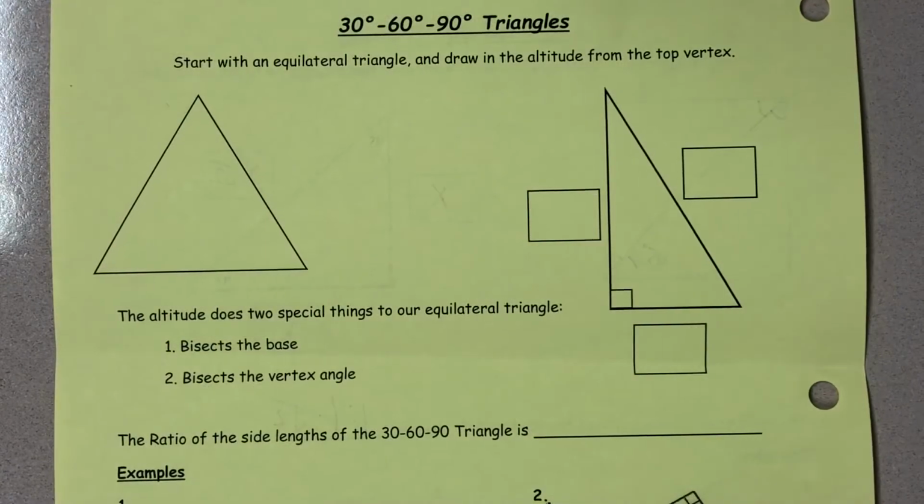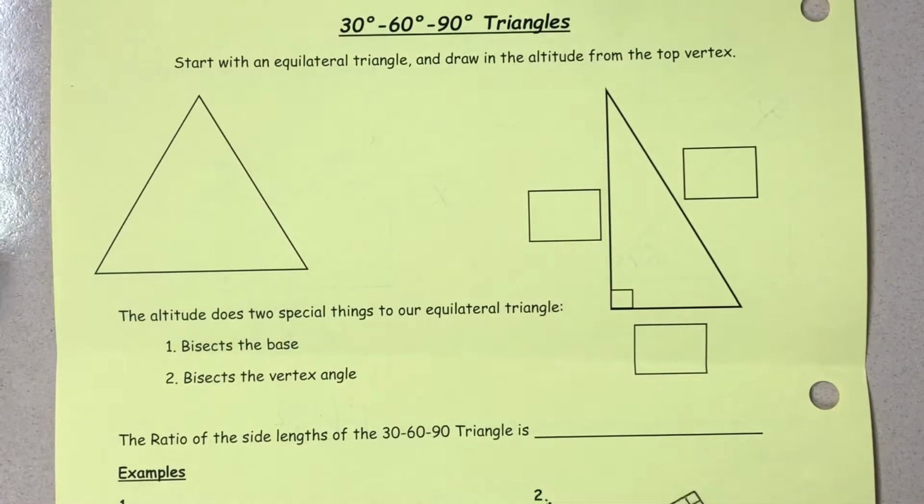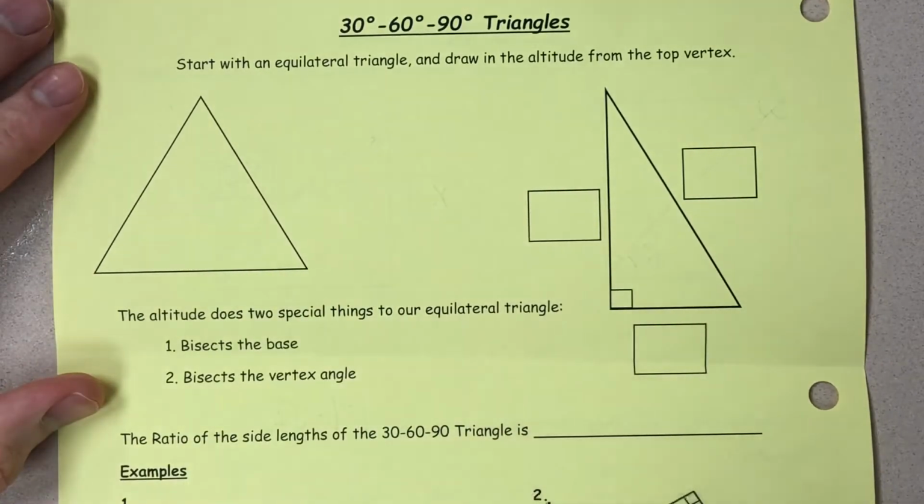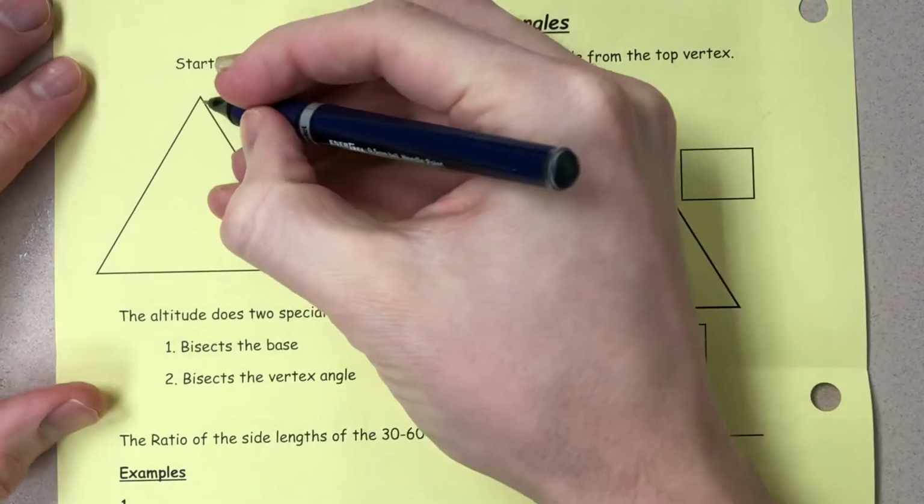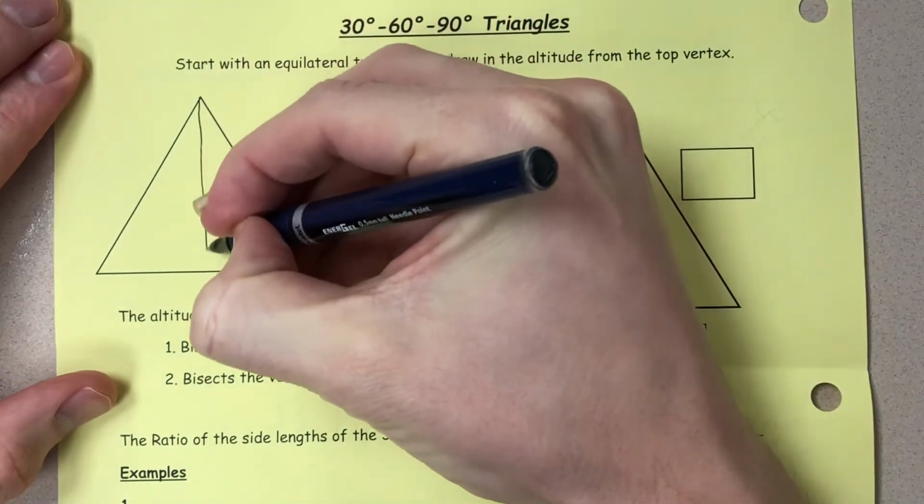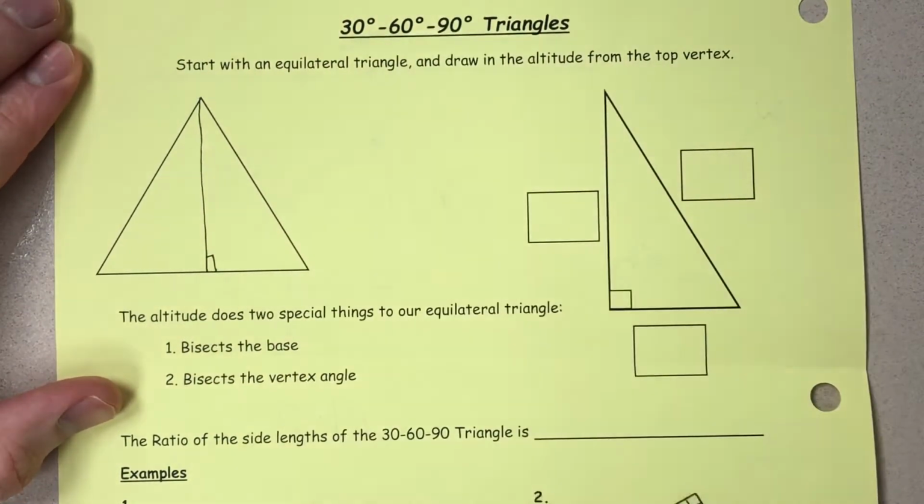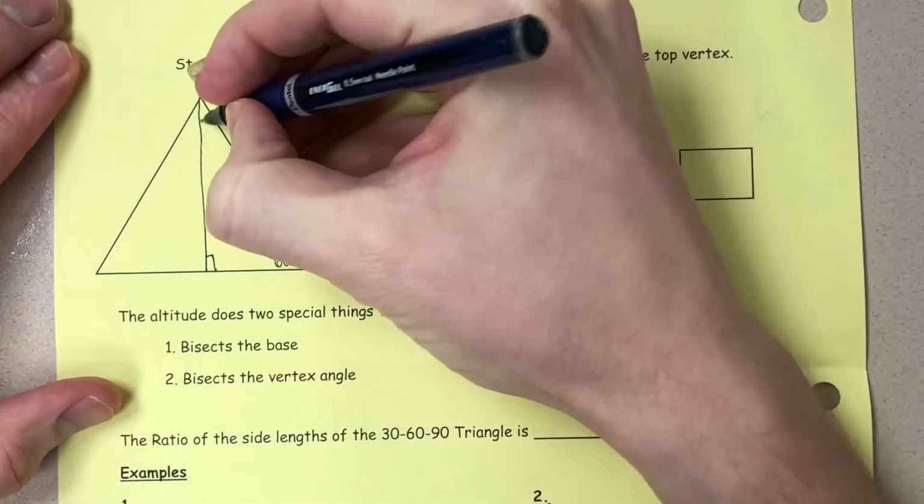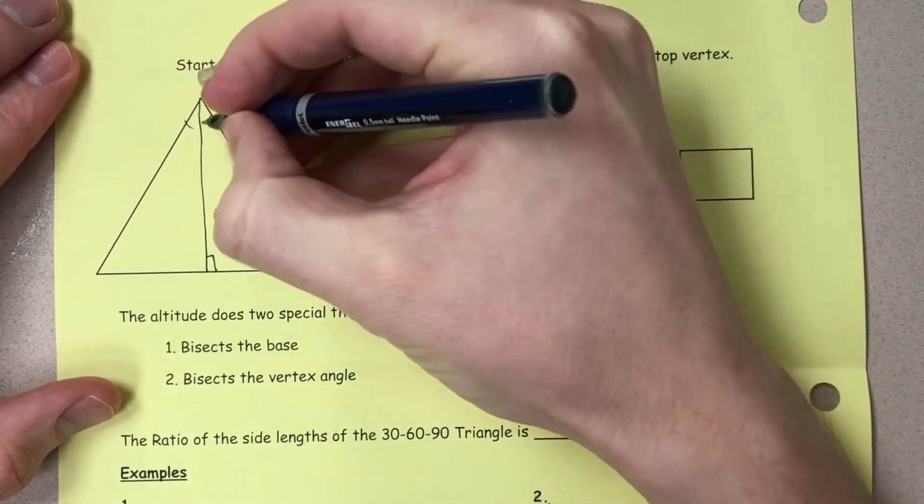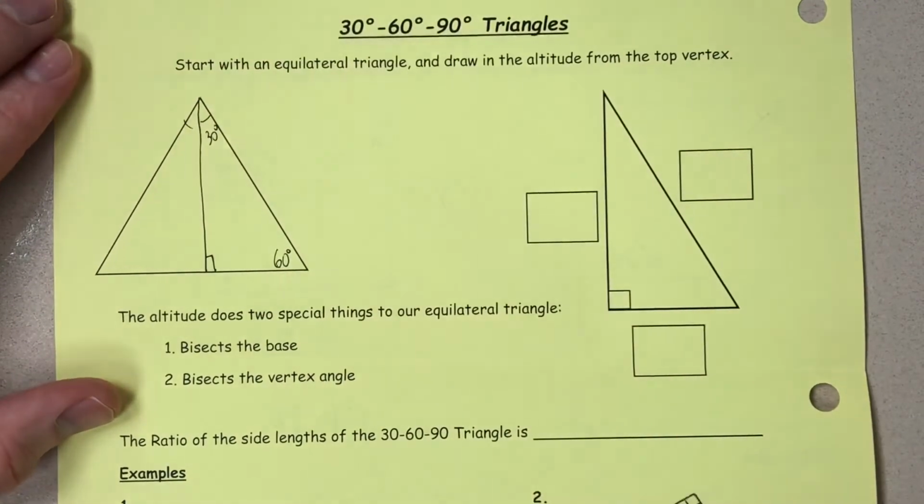The next kind of special right triangles we're talking about are 30, 60, 90 triangles. So we start with an equilateral triangle here. We draw an altitude from the top vertex down to the bottom. So we draw a line down here that has a right angle at the bottom. We already know that that's 60 degrees. And then this is split perfectly in half, so that has to be 30 degrees.